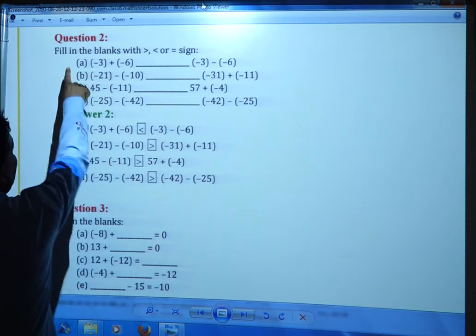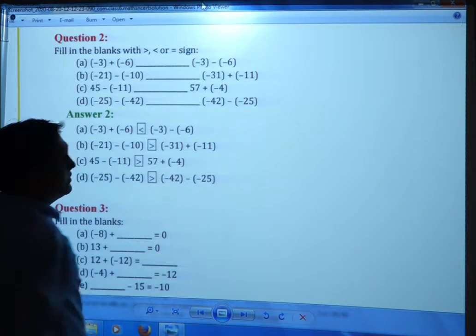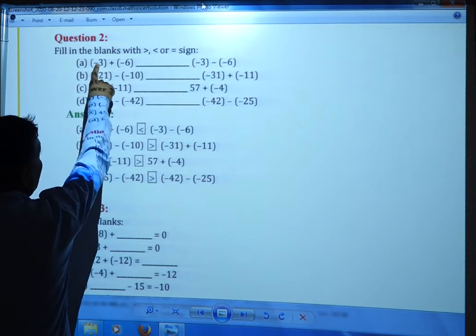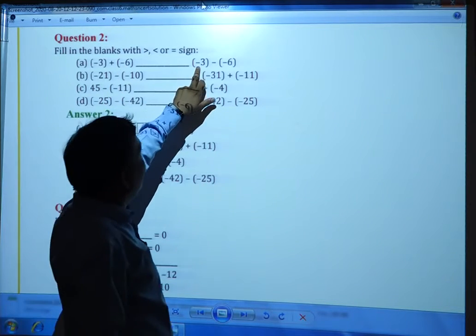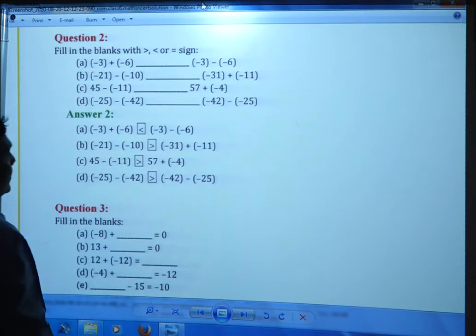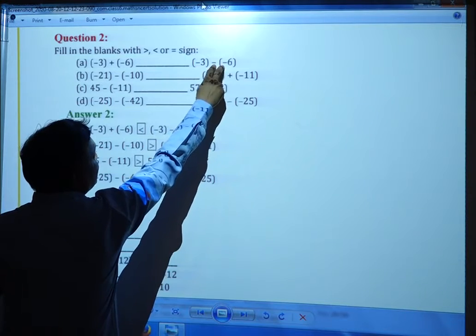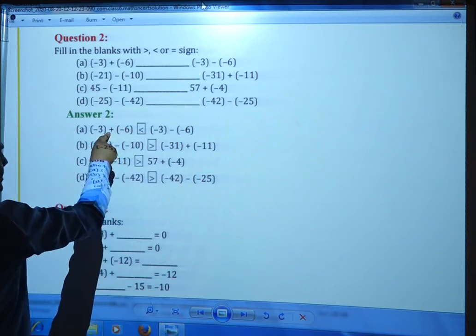The next question: fill in the blanks with the smaller sign, greater sign or equal to sign. Minus 3 plus minus 6, dash, minus 3 minus minus 6. Here minus and minus became a plus, so it is a greater than. This is the greater sign, this is the smaller sign.